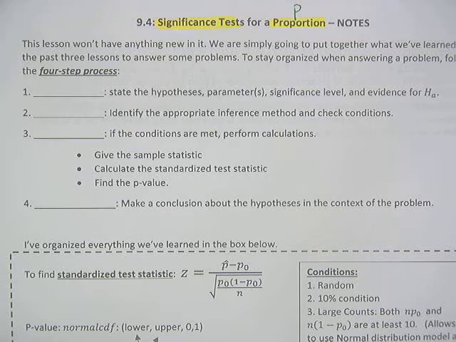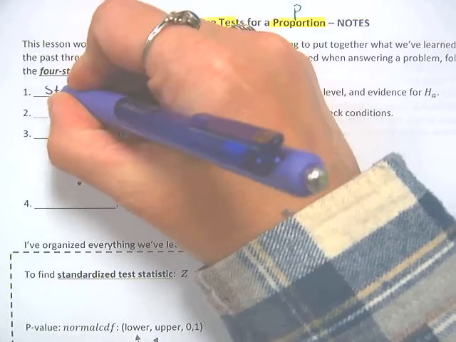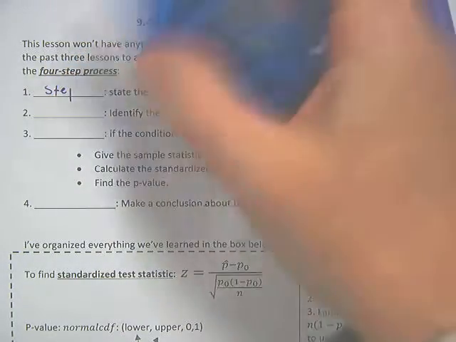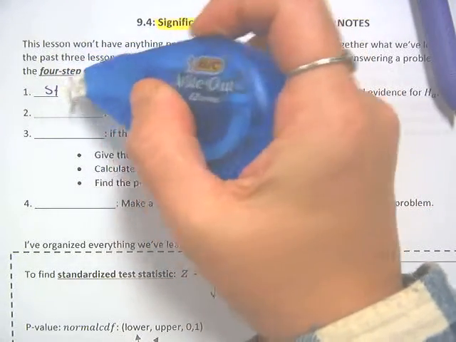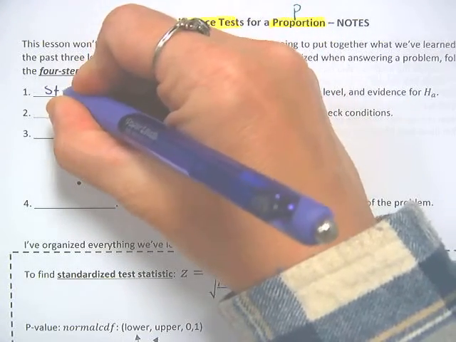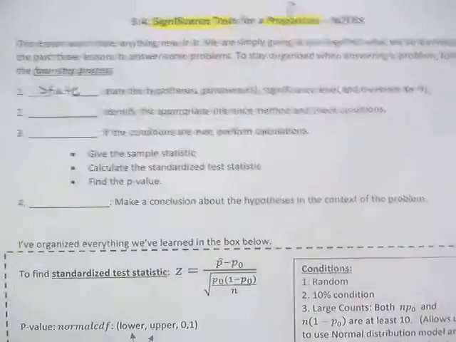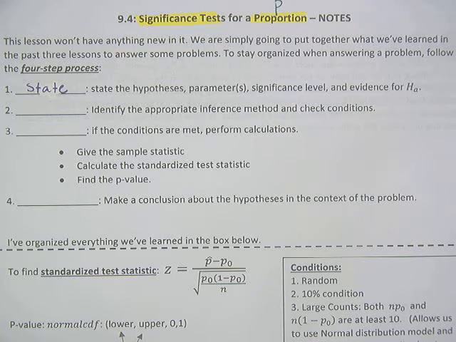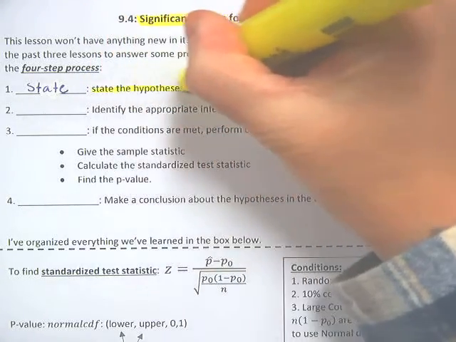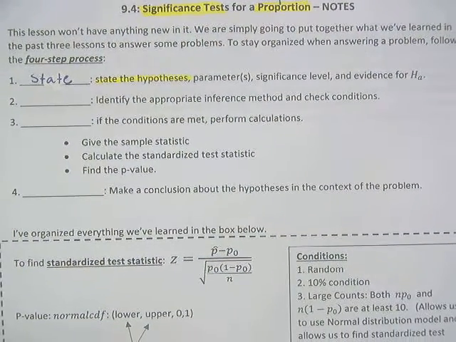All that means is we are putting together everything we've learned thus far into one big giant problem, and the very first step of the four-step process is to state. There are four things that you need to put in the state section. You will need to state your hypotheses. So today you will be writing the null and alternative hypotheses.